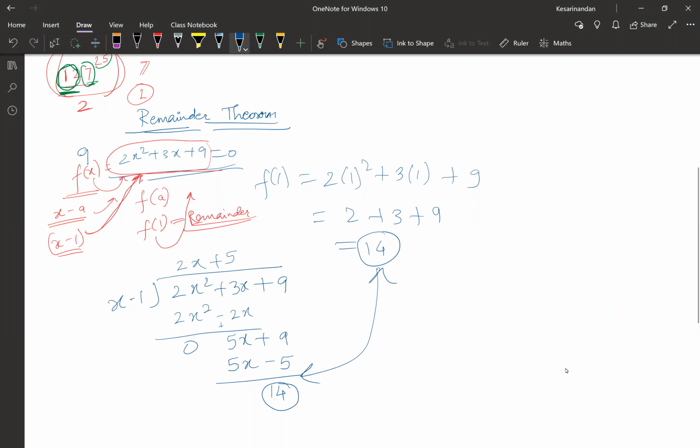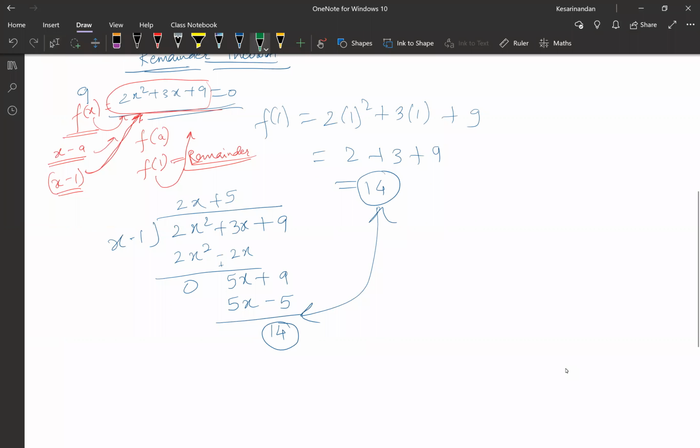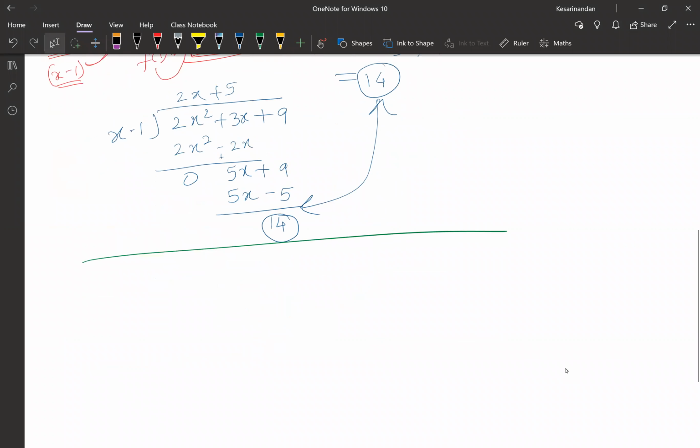Everybody got this part? Yes. Okay, great. So now I guess the remainder theorem should be clear. Any doubts, guys? In understanding remainder theorem, if anybody has a doubt, I'll explain it once again. Okay, great, then no doubts. We'll move forward. Let's see an example then.